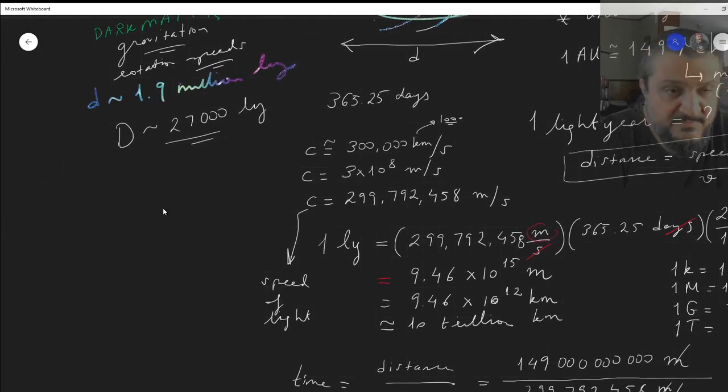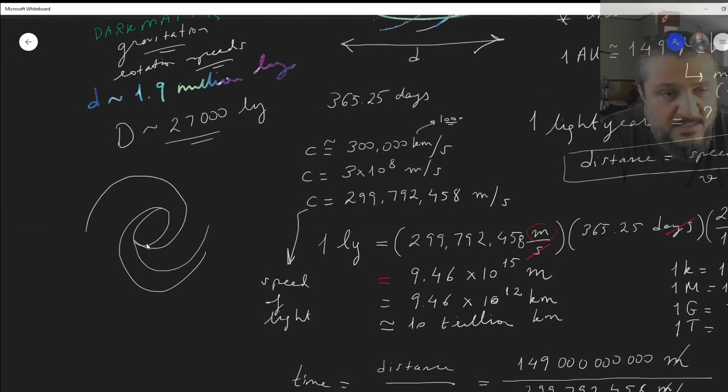So let me draw this again. This is the spiral, which is our Milky Way. By the way, of course, if you look in the night sky, we don't see the Milky Way like this. I'm sure you've seen thousands of Milky Way pictures, which are gorgeous, but if you were able to look at the galaxy from outside, it would look like a spiral, and the sun would be here. How far is it from the center?